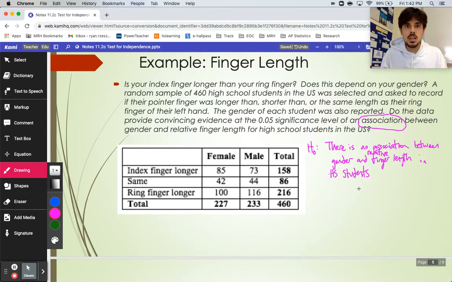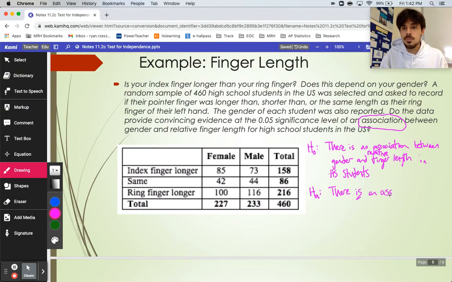And so presumably this is 460, you would assume maybe it's all from the same school, but somehow they got a random sample of all high schoolers. So that's great. We can apply it to all high school students, not just at this one school. HA would be that there is an association.